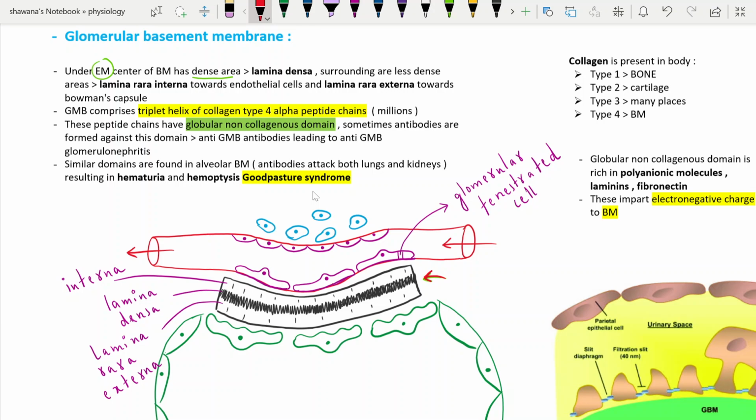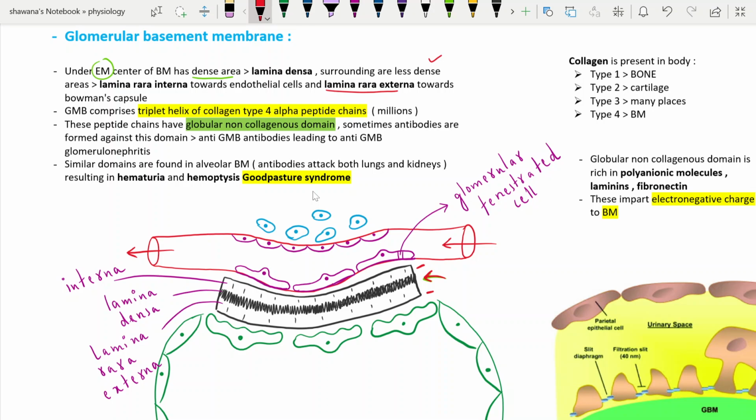In the middle, the glomerular basement membrane has a dense area which is known as the lamina densa in Latin, and around it there are less dense areas which are visible under the electron microscope. These are the lamina rara: the lamina rara interna is towards the endothelium of the capillaries, and towards the podocytes or epithelium, it is the lamina rara externa, towards Bowman's capsule.